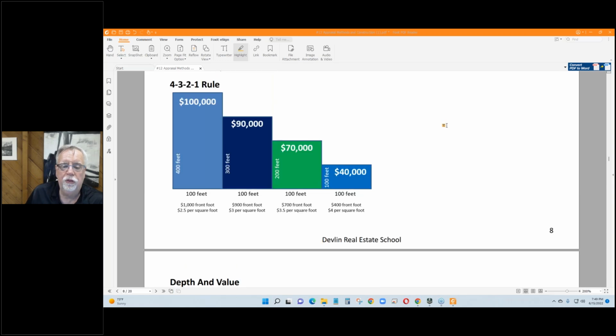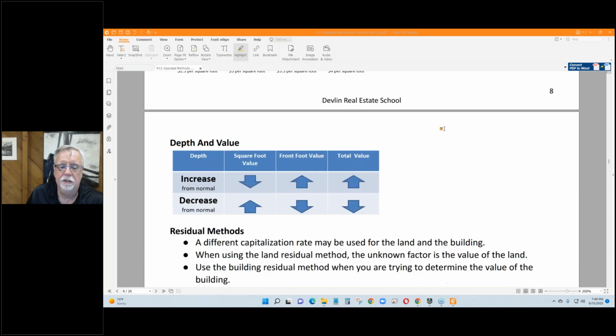So if you look at this chart and then you look at this chart, as depth increases from normal, square foot value goes down, front foot and total value go up. As the depth decreases from normal, square foot value goes up, but front foot and total value go down.